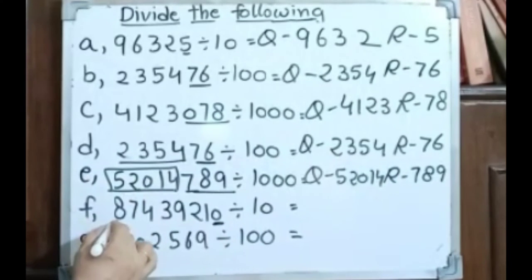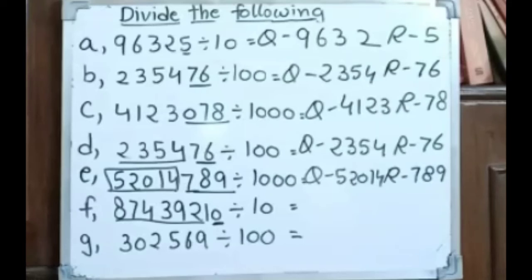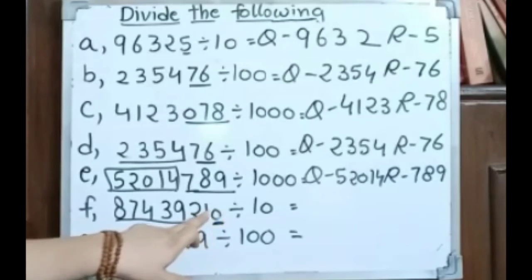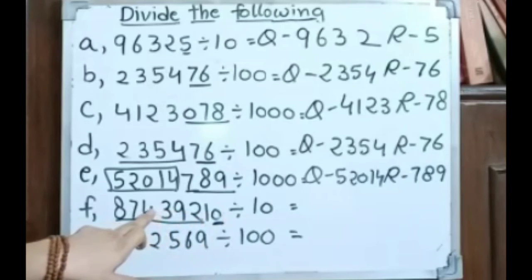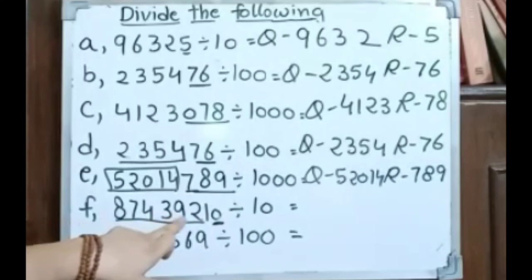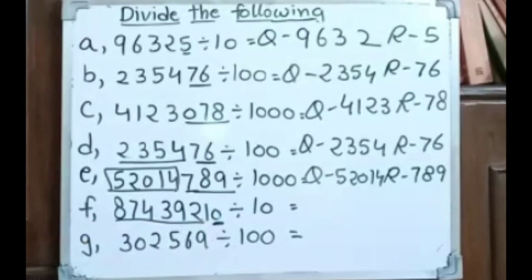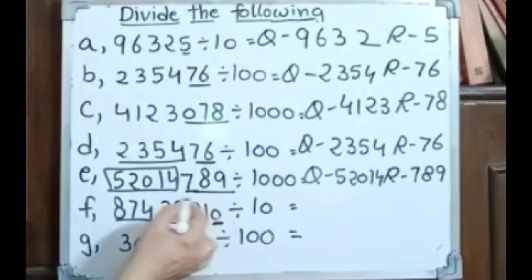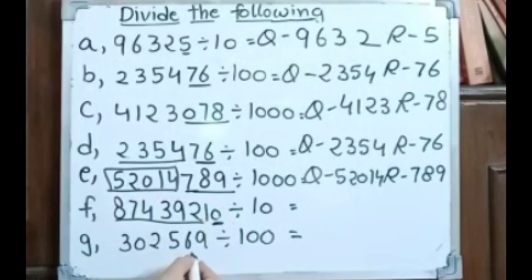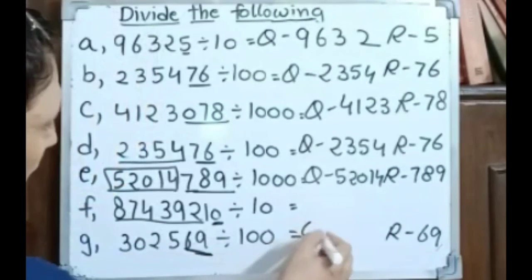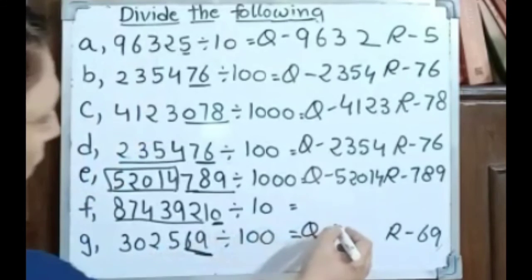This is very simple: 0 is the remainder and the rest of the digits are the quotient. Now I am going to read another number. Ones, tens, hundreds, thousands, ten thousands, lakh, ten lakh, crore. We have 8 crore 74 lakh 39,210. So what to do? This is the remainder and this much is the quotient. Here we have two digits for the remainder. So the remainder is 69 and the quotient is 3025.